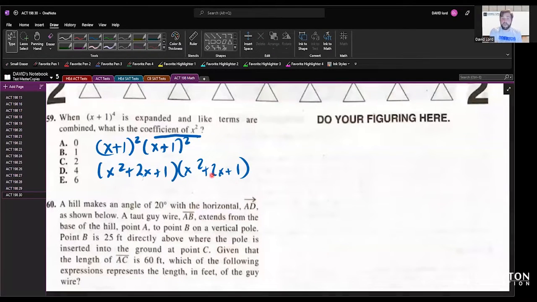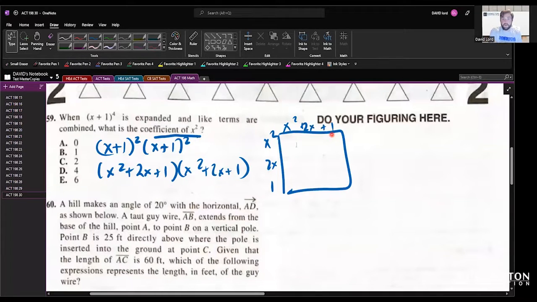Now, whenever I'm doing trinomials times trinomials, I like to make a table, so that way I make sure I get every term. So it's x squared, 2x, and 1, x squared, 2x, and 1. And we have that, perfect. Now we're only looking for x squared. So although we could fill in every box, we only need to fill in the ones that have an x squared in it. So there's an x squared here, there's an x squared here, and there's an x squared here. So that gives me a total of 6x squared. And that's why the answer is E.